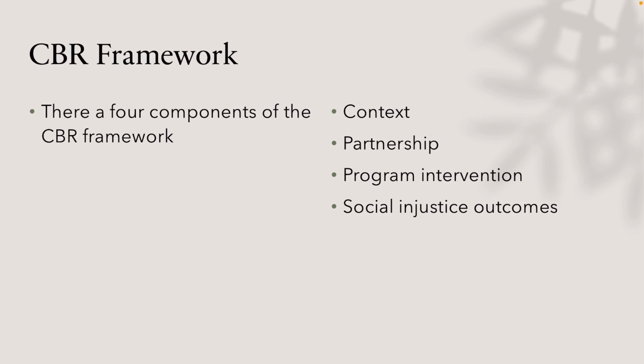Basically, their community-based research was just four basic components, and they just called it their CBPR framework. This consisted of context, partnership, program intervention, and social injustice outcomes. Their context was basically just finding the data, finding the issues, and what they needed to do.